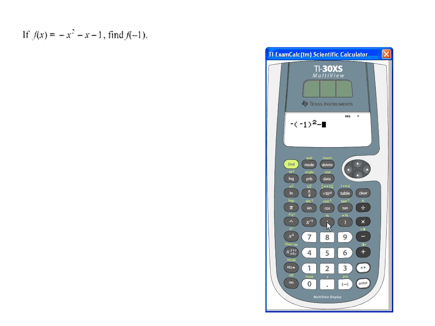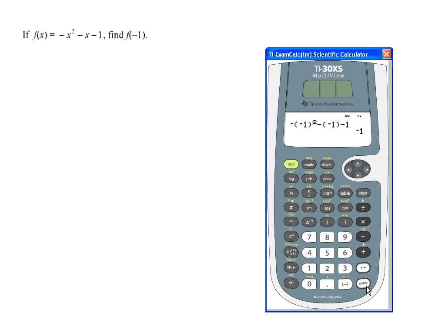minus, then parentheses, negative 1, close parentheses. Now this set of parentheses right here wasn't necessary because there wasn't a number in front of our x, but I went ahead and put it in there anyways. And then minus 1. And our answer should be negative 1.